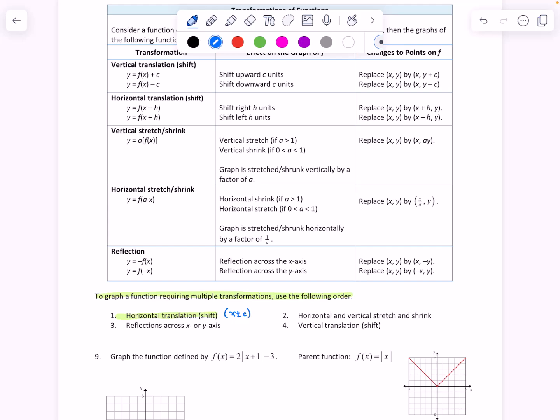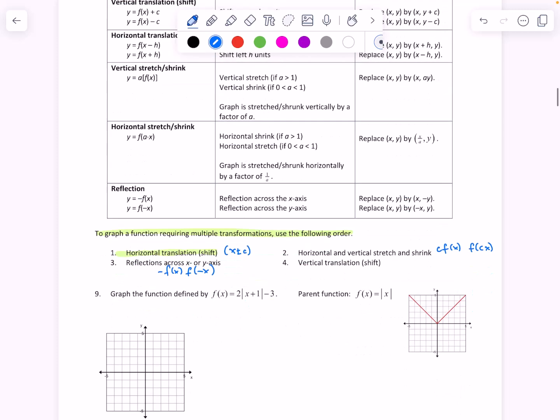Then after that, we do any horizontal or vertical stretches and shrinks, and it doesn't matter which of those you do first. This is where we have c times f of x or f of cx. Those happen next. Then we do any of our reflections, so those are negative f of x or f of negative x. Those come next. And then the very last thing we have to do is the vertical translation. If you do a shift up or down too soon, especially when you have a reflection involved, you're going to end up with a picture that looks incorrect. So horizontal shifts, then we do our stretches and shrinks, then we do our reflections, and then last we do our vertical shifts.